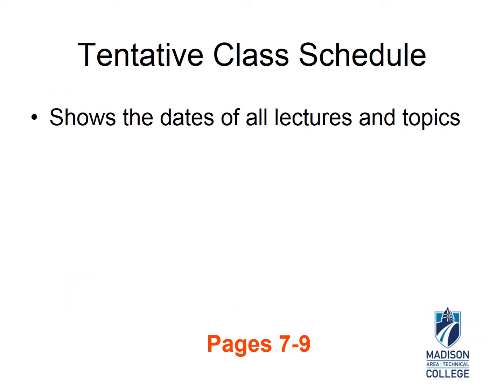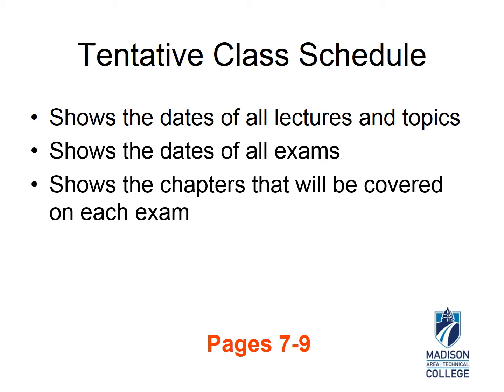A tentative class schedule is shown on pages 7 through 9. So I show you the dates of all the lectures and all the topics. I show you the dates of all the exams. I show you the chapters that will be covered on each exam. Now, this is a tentative class schedule because some things are set in stone, other things can vary. And let me explain what I mean.